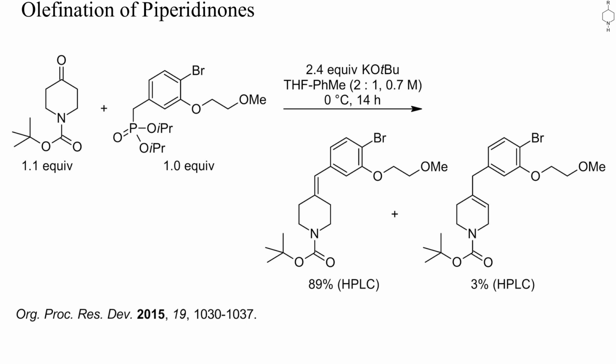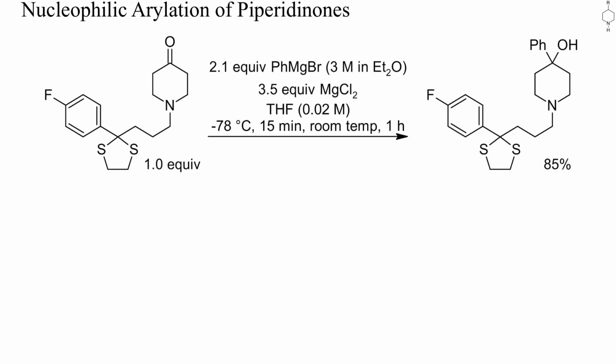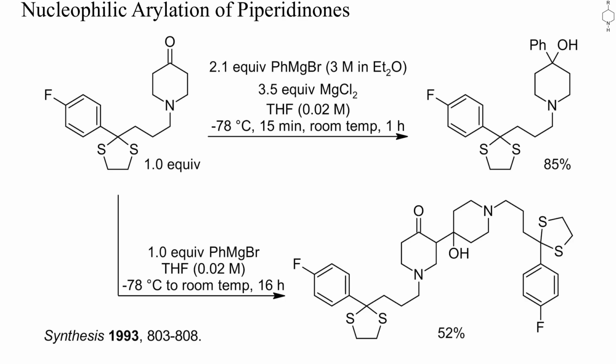With strongly electron-withdrawing protecting groups, however, such as sulfonyl or benzoyl groups, such a fragmentation can occur. Here, mostly the expected alkene resulted, together with a small amount of an isomer. This here is an example of the addition of phenylmagnesium bromide to a 4-piperidinone. An excess of magnesium chloride had to be added, because otherwise the Grignard reagent only acted as a base. With only one equivalent of phenylmagnesium bromide and no magnesium chloride, only the aldol dimerization product was obtained.